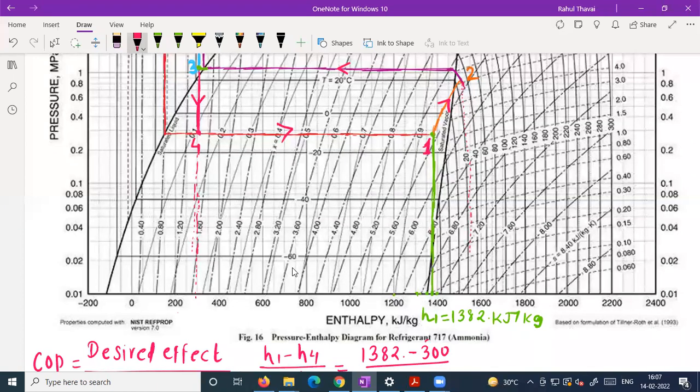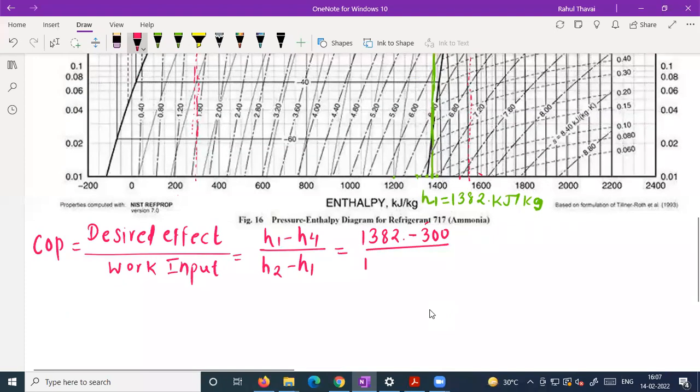Is that okay? H2 we will bring down. So it comes to 1400. Here it is 1600. You can see 1400, 1600. This is 1500, so 1550 we can make it, right? 1550 minus H1 is again 300. So can you tell me the COP? Is it okay or not? Let me know.